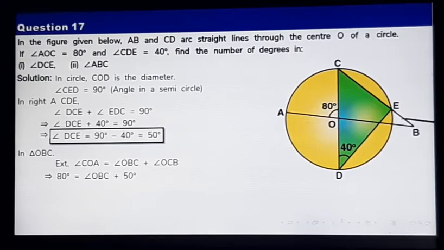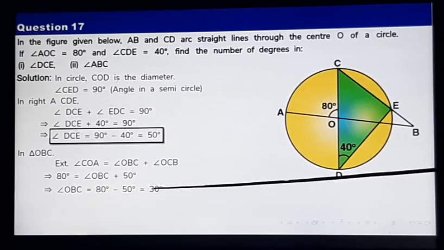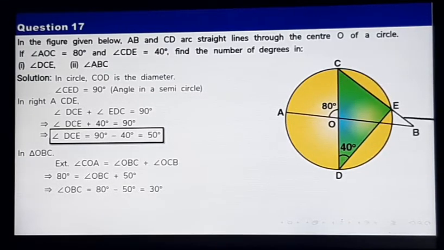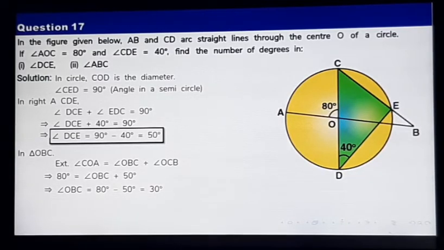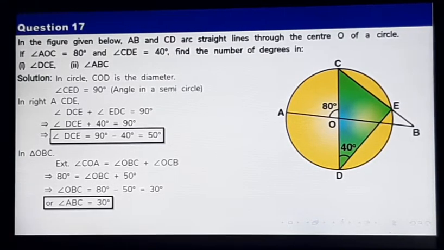And OBC, that is this angle, we don't know, but we know OCB, that is this angle, and it is 50 degrees. So from here let us calculate OBC. OBC turns out to be 80 minus 50, that is 30. So this angle OBC is 30 degrees. That means OBC is also written as ABC, so the value of angle ABC is 30 degrees. So pause the video to note down.